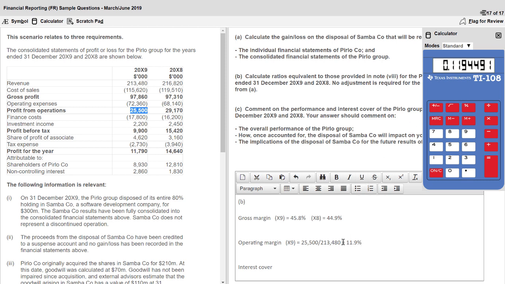Again, I wouldn't even write that out within the exam. I'd just put 11.9%, because if I get 11.9%, I'm going to get the half mark. If I have something else, I have got it wrong. Okay, you're not going to get partial credit. And then for x8, you've got, is it the 29170? Oh, careful. 29170 divided by the 216820. Again, I'll allow you to do that in your own time. That's 13.5%.